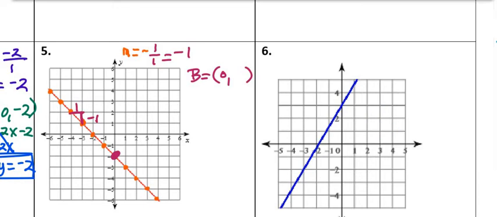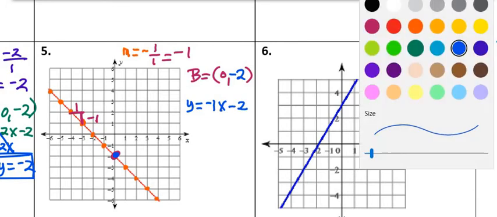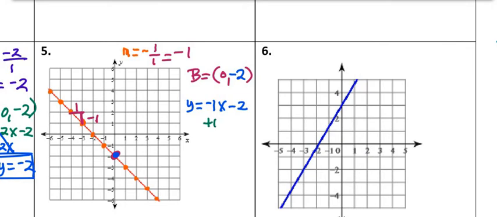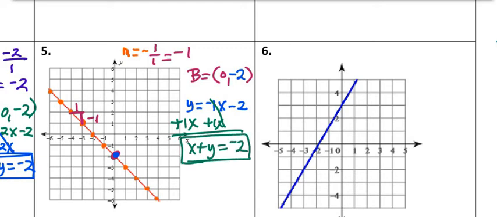So since it's crossing at 0, -2 right here, I'm going to put a -2 right here. Now I'm going to put it in slope-intercept form. So I'll have -1x minus 2. Get the x and y over on the same side. And we're going to say plus 1x, plus 1x. This cancels out and I have x plus y equals -2. So this is in standard form now.